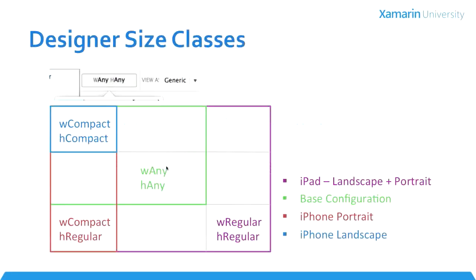So let's look at these designer size classes a little bit more carefully. And I want this to help you see on this grid how these designer maps correlate to specific devices. So by default, we want to start in our base configuration. That's the center, our any width, any height. So think of this as your master interface. So things set up and changed here are going to be used for your iPhone, for your iPad. It's going to work on all orientations for all devices.